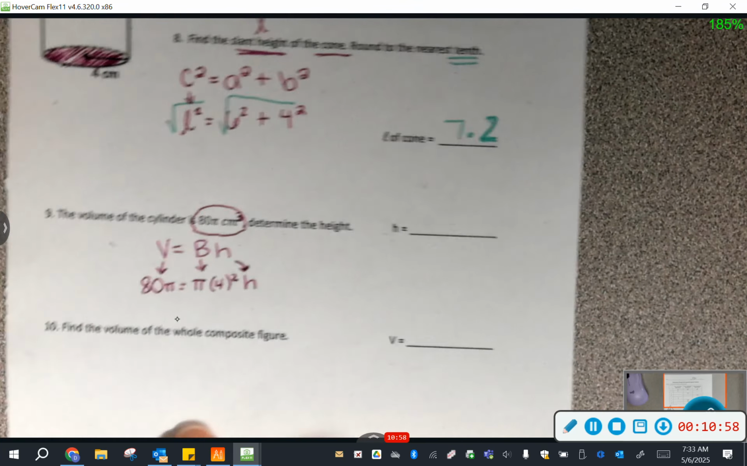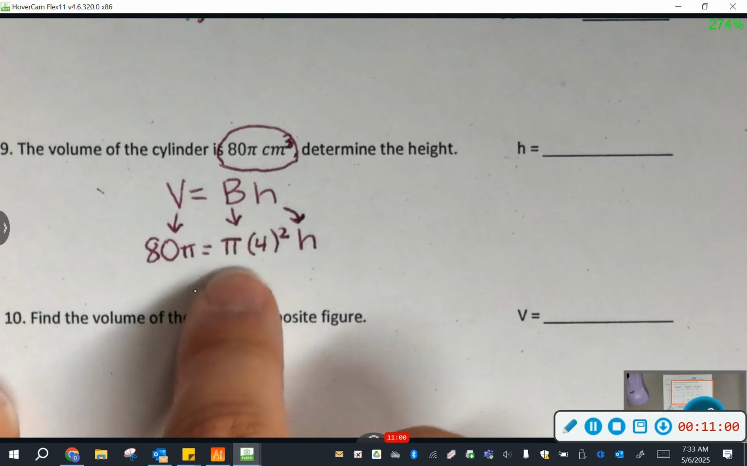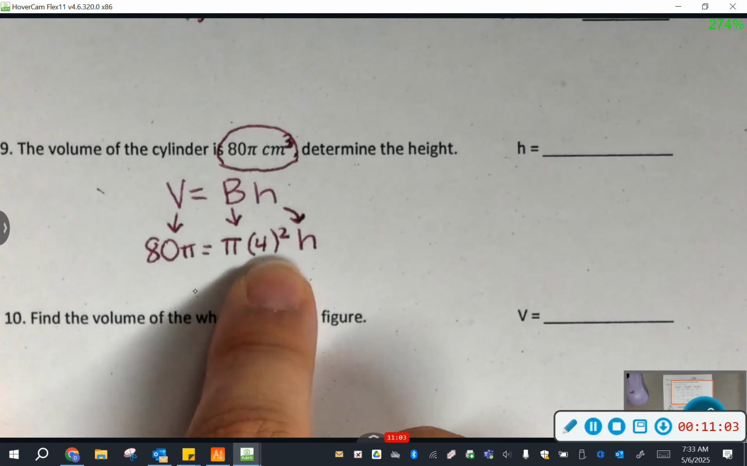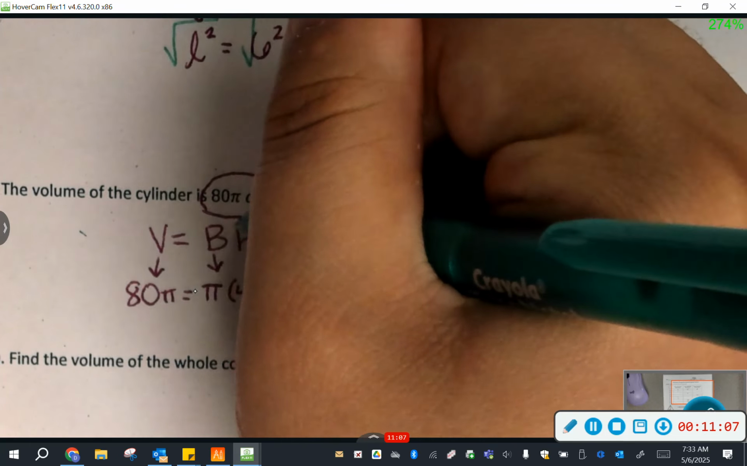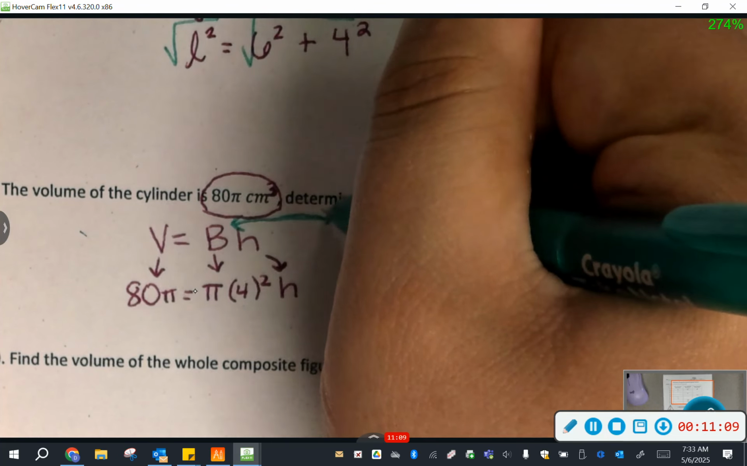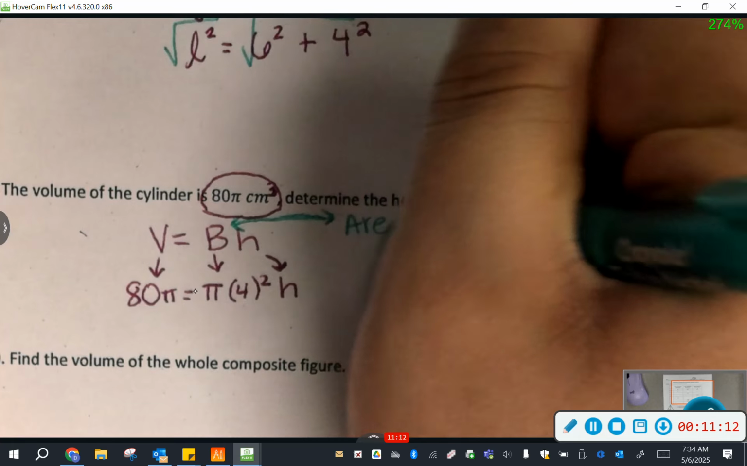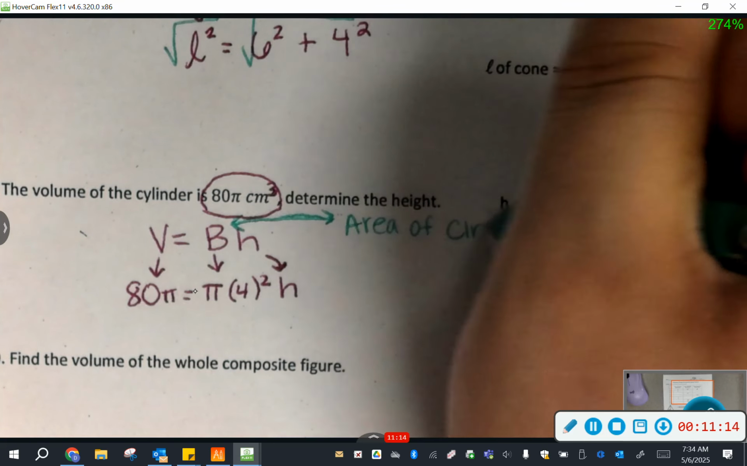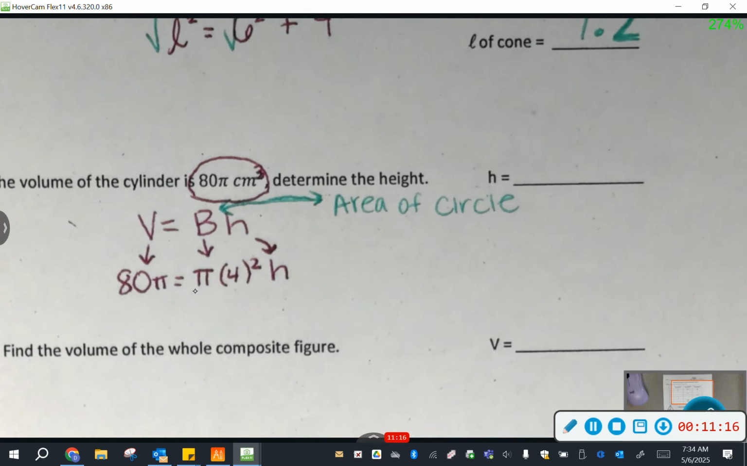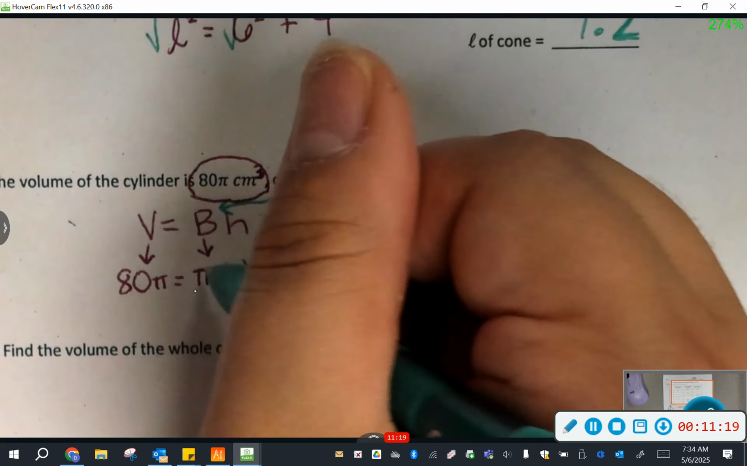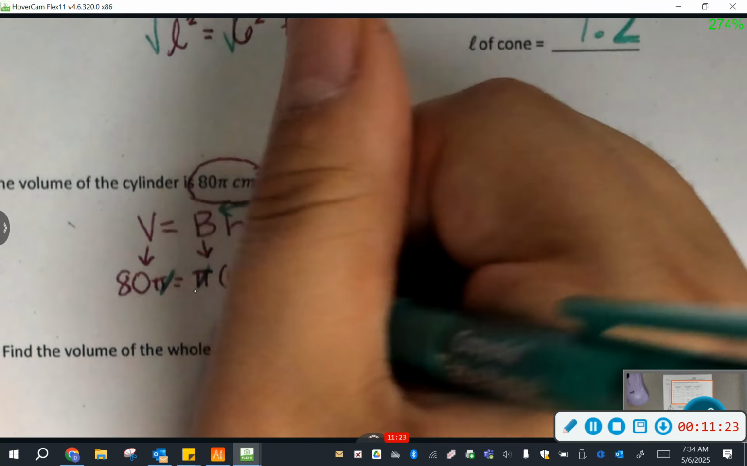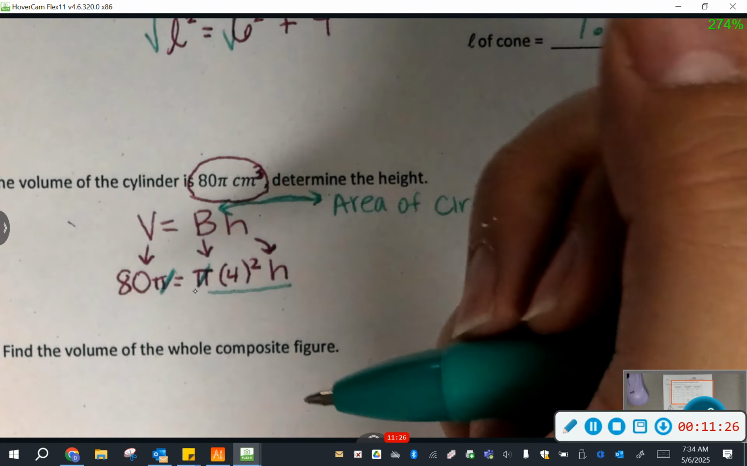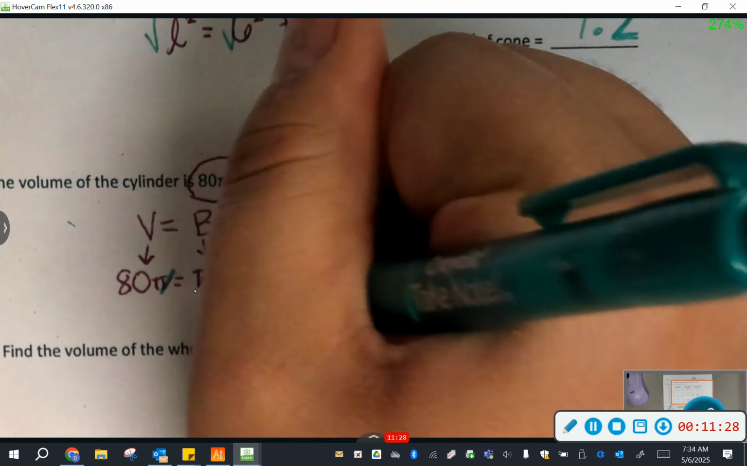Does that make sense why I put in this right here? And if you need to note it for yourself, for big B, area of a circle, because the base is a circle. The pi's cross out. How do I get H by itself? And what's 4 squared? 16. So you can either divide by 4 squared or you can divide by 16. Same thing.